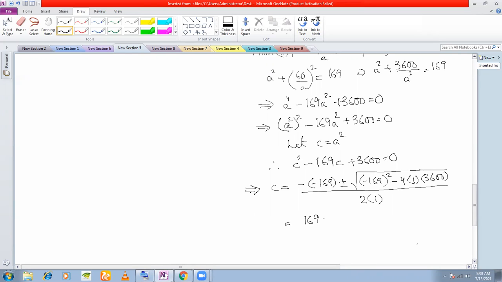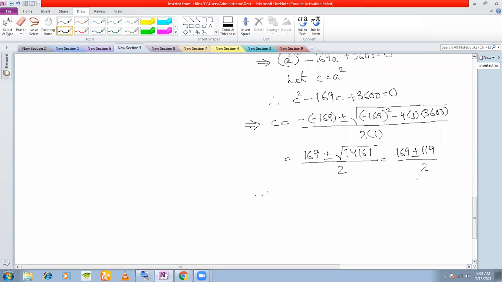So this you get 169 plus or minus square root of 14161, divided by 2, which is equal to 169 plus or minus 119. The square root of 14161, you can check with your calculator, is 119. So therefore c is equal to (169 plus 119) divided by 2, which is equal to 144. Or if you take the negative sign, (169 minus 119) divided by 2, which is equal to 25. So either c is equal to 144 or c is equal to 25.